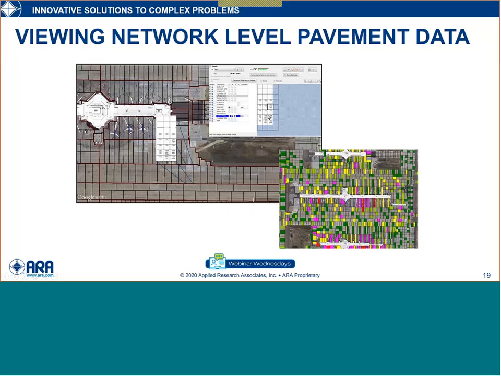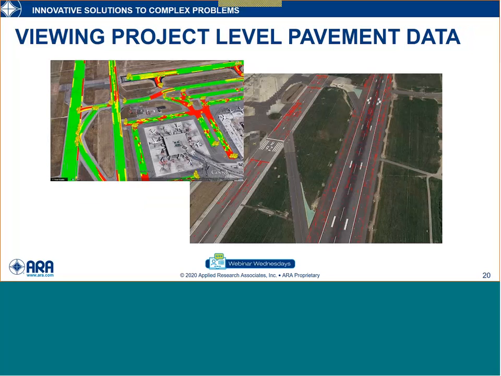But while PAVER can store data at the slab level, it's only going to be able to display in a GIS format at the sample unit level. You can see an example of that in the bottom right. That's typically fine for network level studies where we're doing statistical sampling, typically maybe 30 to 33% of the pavement. But if we're doing a project level evaluation where we're getting ready to go to bid and need more exact quantities on slab replacements or crack sealing, we might need to do a project level study where we're surveying 100% of the pavement.